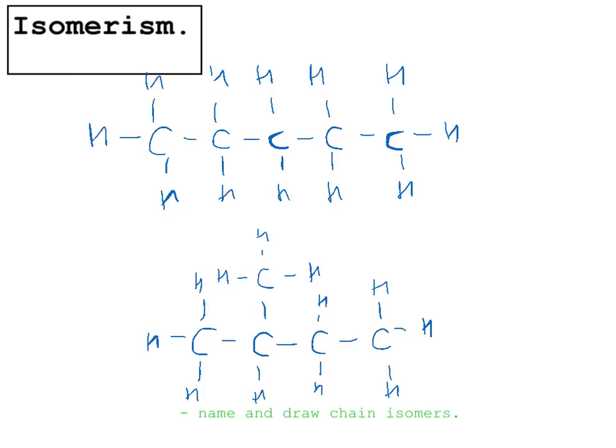So here the longest chain is there, and the methyl group is on the second carbon. So this is called 2-methylbutane, whereas this one is pentane here. But you can see they both have the same molecular formula of C5H12, but they have different structural formulae in that they have different structures.